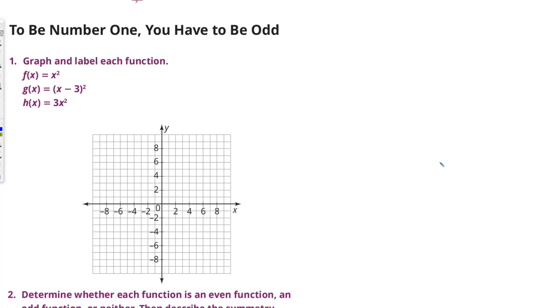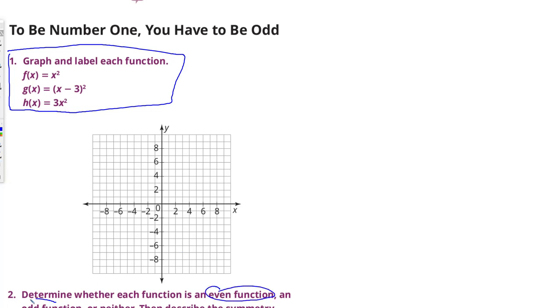So I want y'all to, for homework, graph these three and determine if it's an even function, an odd function, or neither. Then describe its symmetry.